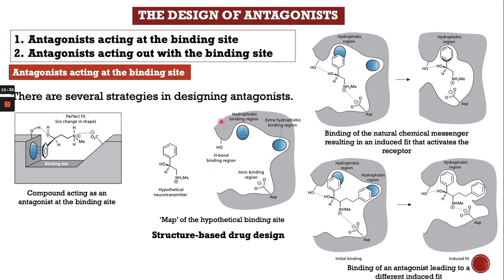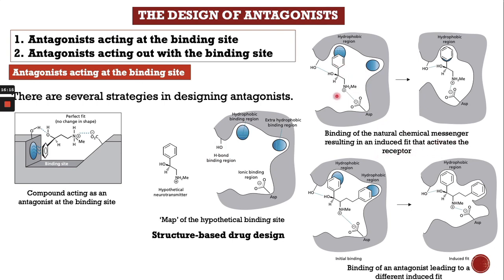Right? So there are several types of pockets in the receptor: a hydrophobic region, an extra hydrophobic region, an ionic region. These groups can help the molecule bind with the receptor. This gives the idea that a drug which can act as an antagonist should have these types of functional groups: hydrophobic binding site, extra hydrophobic binding site, ionic binding site, hydrogen bonding.